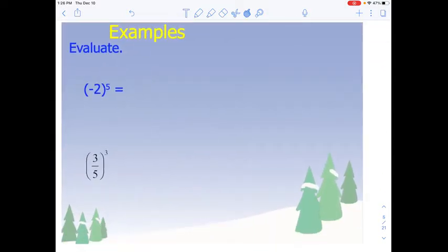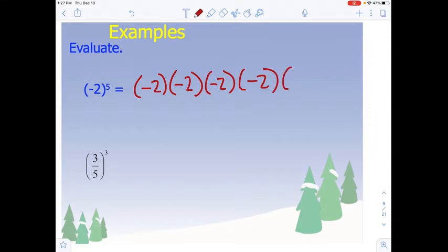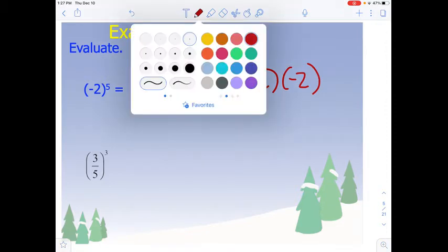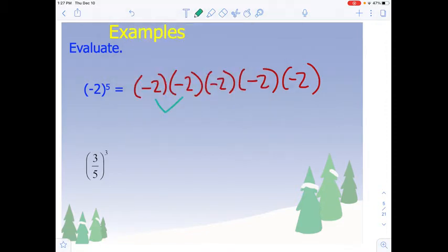So some examples here. This one says evaluate -2 to the fifth power. -2 to the fifth power means we're going to take -2 times -2 times -2 times -2 times -2. So -2 5 times. So now I'm going to solve this. -2 times -2 would be +4. +4 times -2 would be -8. -8 times -2 would be +16. And then +16 times -2 would be -32. So our answer is -32.